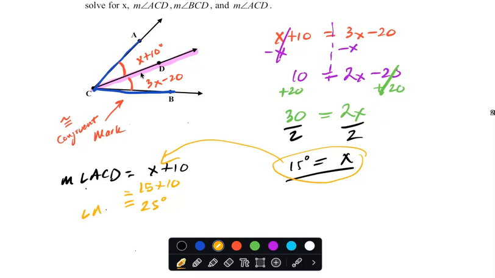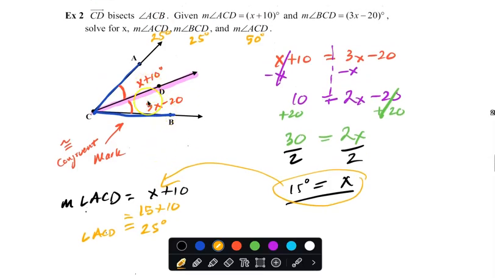So angle ACD is 25 degrees. BCD would be the same thing, right? You could plug it in, but we know they're congruent, so BCD is 25 also. And then ACD, that's the whole angle there. Well, if this is 25 and that's 25, the whole angle must be 50. So that's how it works, right?